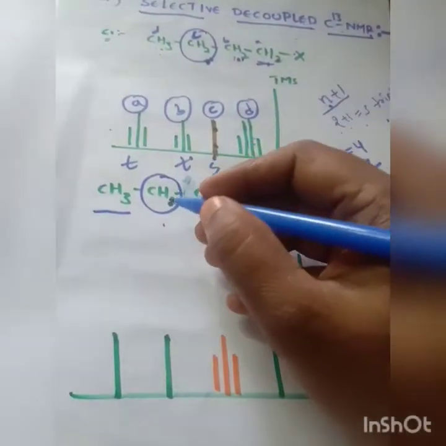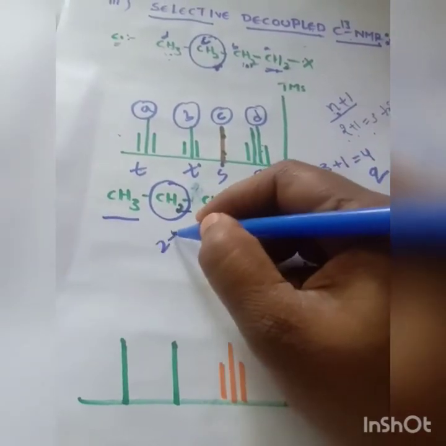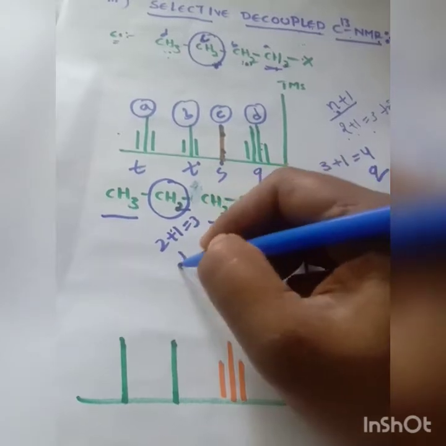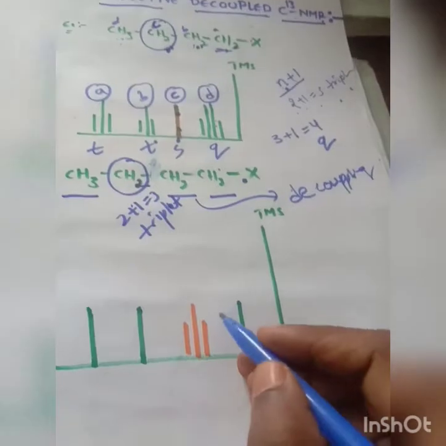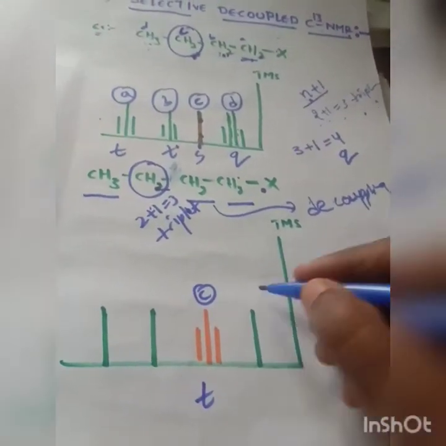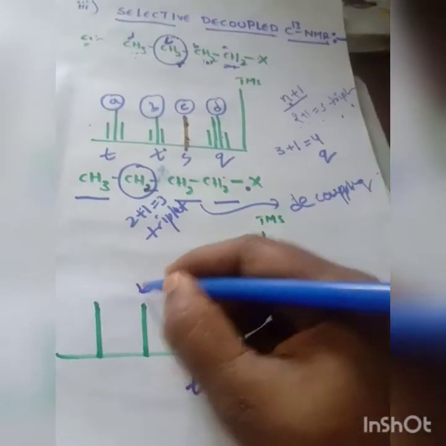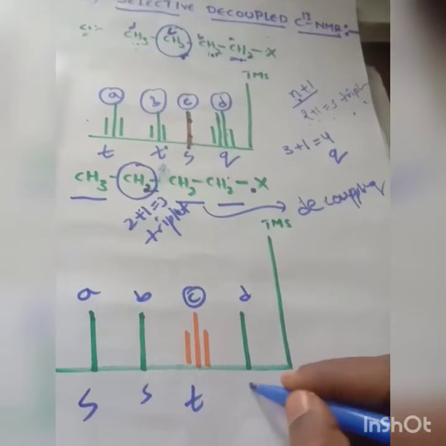Multiplet means here 2 hydrogens are placed, so according to the n+1 rule, 2 plus 1 is 3, which gives a triplet. So the C type gives a triplet through coupling. And D, B and A are all singlets.